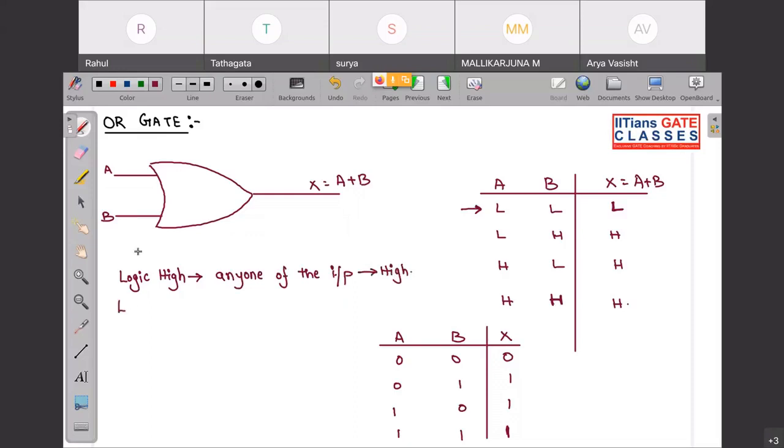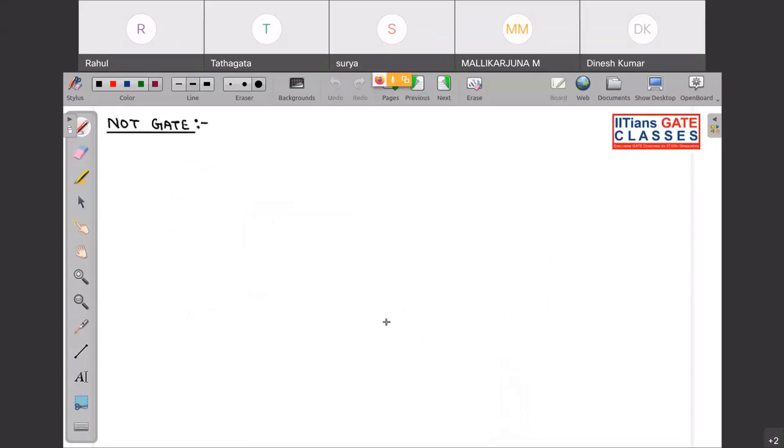And output will be logic low when all the inputs are low. Okay, when all the inputs are low. Okay, so moving on, we have NOT gate.